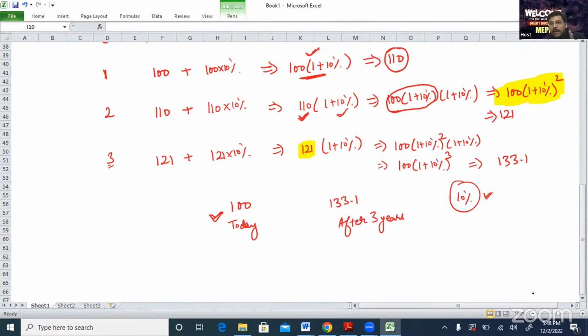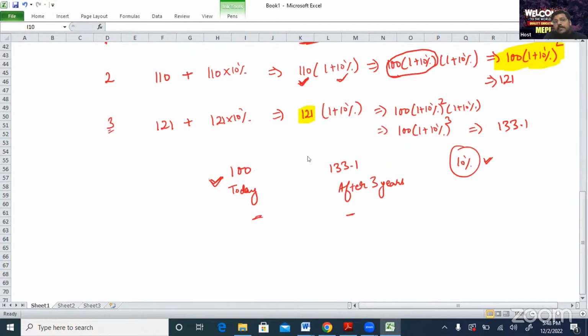See, I am indifferent in both the options. Both the options will provide me the same level of satisfaction, as simple as that. So either I can choose this $100 today or 133.1, both will give me the same thing.